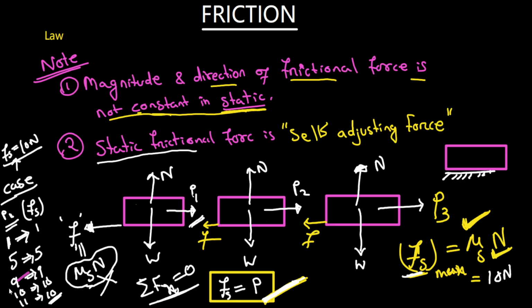You apply 9 newton, you get frictional force as 9 newton. You apply 10, the magnitude of frictional force becomes 10. So up to the maximum limit, what is happening? It is self adjusting. So in the static case, this is self adjusting.